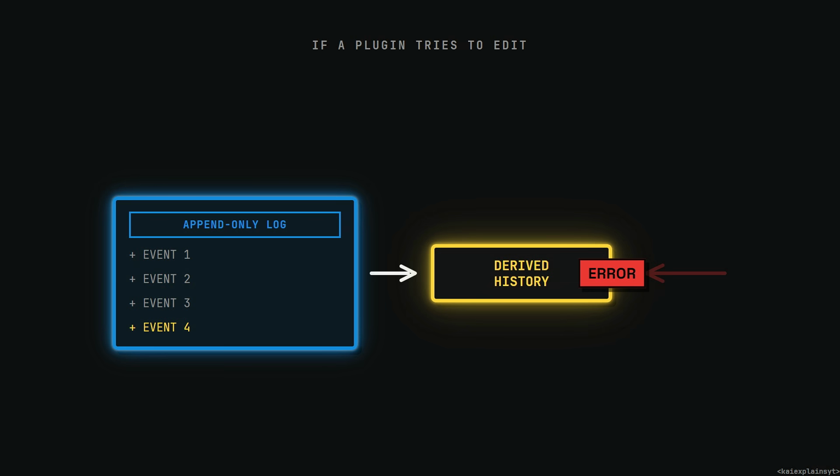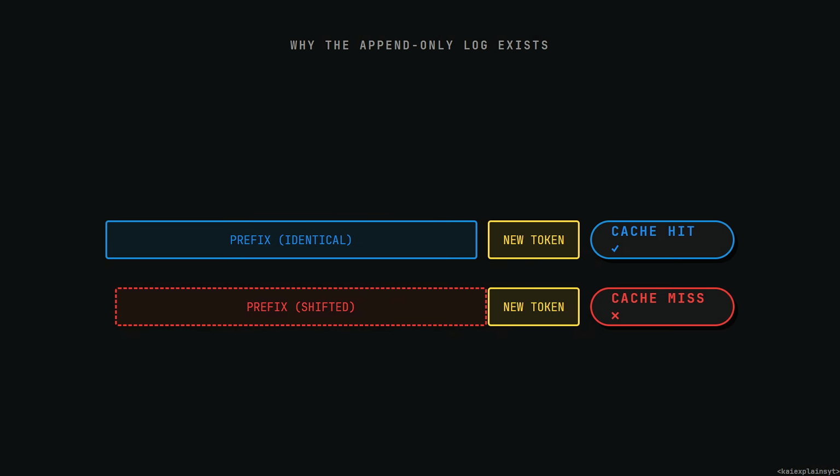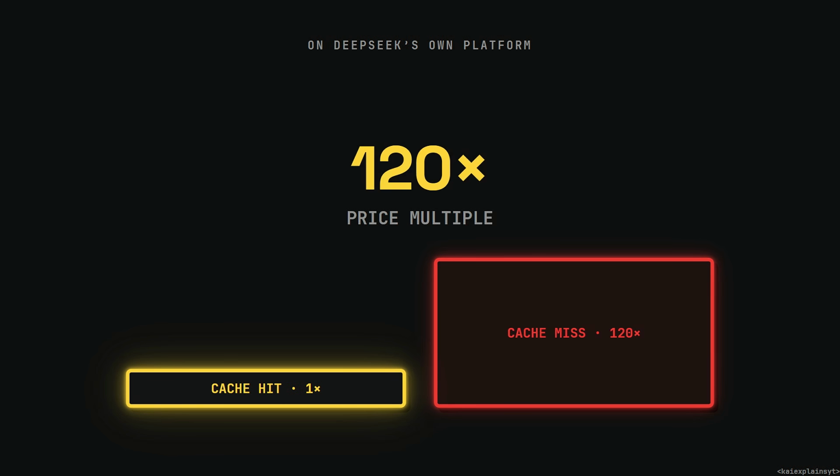This might sound like architecture pedantry, and the first time I read it, I kind of skimmed it. But then I understood why they did it, and it clicked. Prefix caching. If you're paying for AI API calls, you probably know that cache hits are cheap and cache misses are expensive. At the time this note was written, on DeepSeek's own platform, the gap between a cache hit and a cache miss was 120 times the price. That's not a rounding error.